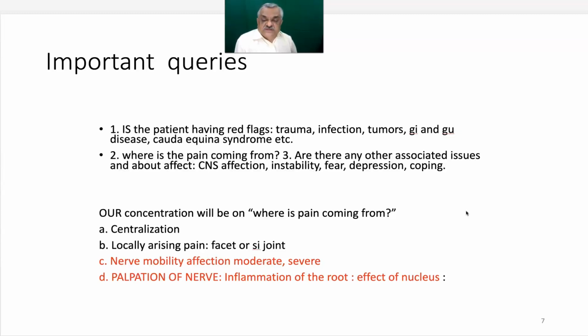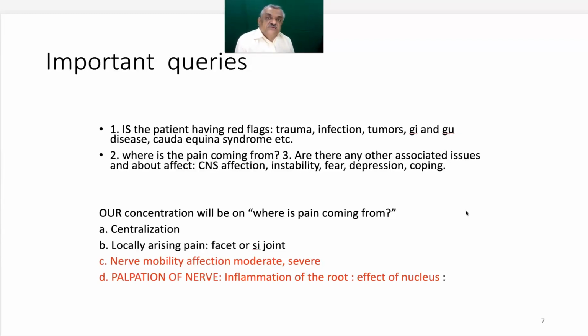Then we ask the patient where the pain is coming from, and whether there are any associated issues about the effect. That is, the CNS is affected, there is instability, there is fear, depression, and there is a problem with coping with these issues, especially judged by the nature of the patient's narration.